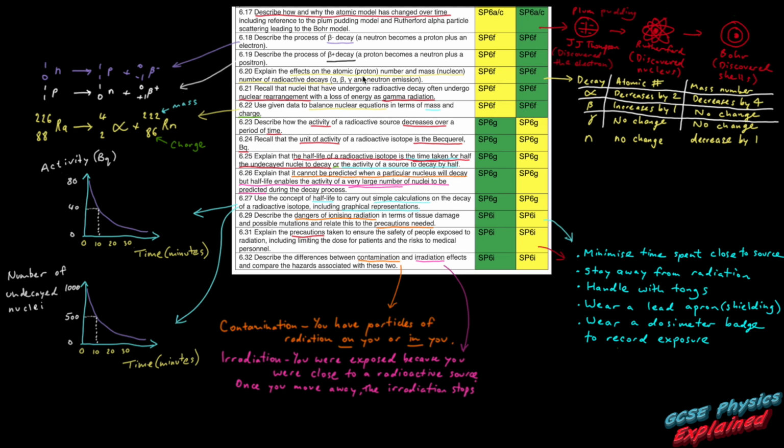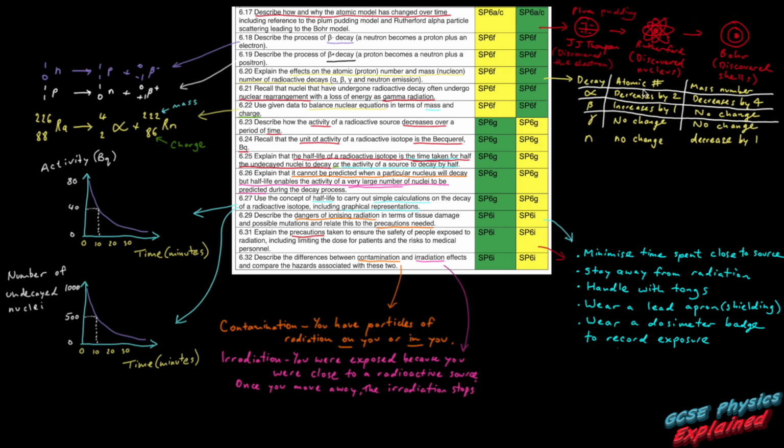Explain the effects on the atomic or proton number and mass or nucleon number of radioactive decays, alpha, beta, gamma and neutron emission. So if a radioactive nuclei decays and gives off alpha, the atomic number is going to decrease by 2. So remember, the atomic number is the bottom number. So alpha's got 2 protons in, so that's why the atomic number decreases by 2, because the atomic number is the proton number. The mass number is going to decrease by 4 because an alpha is 2 protons and 2 neutrons. Each one of those particles have got a mass of 1, so that's a mass of 4 in total.